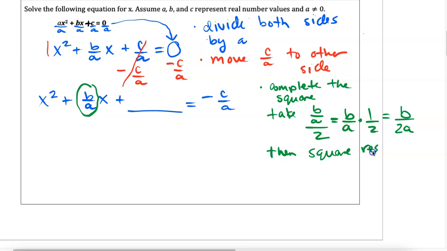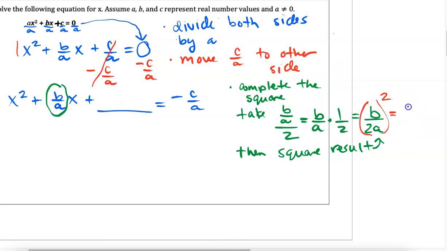So I square the result. So I would take that b over 2a and square it. And then that ends up being b squared, so I square the b, over 4, because I square the 2, and then a squared, because I also square the a. The reason I was able to just square everything is because everything is connected either through division or multiplication. So this is what I got when I completed the square.